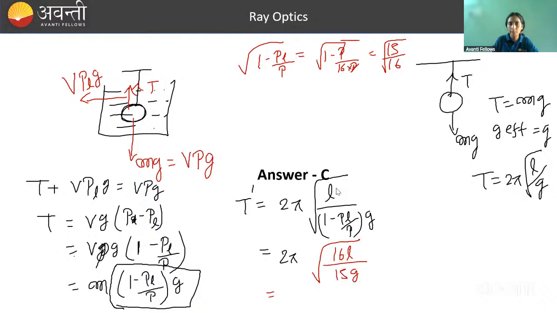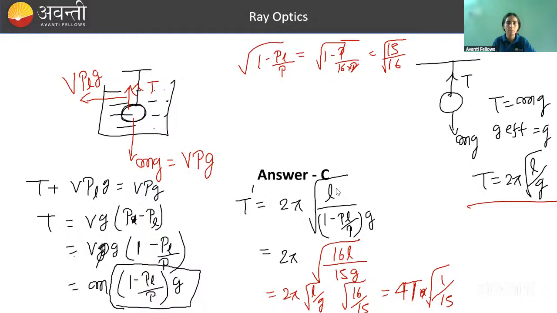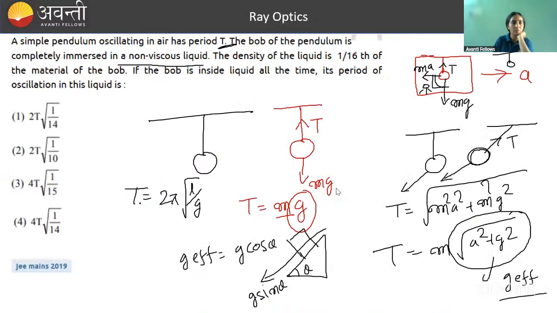अगर आप इसको अब लिखो, you will write it like this. 2 pi root under L by G into root under 16/15. So 2 pi root under L by G is equal to how much? That is equal to T, already given. And this is equal to root under 16 will become 4. 4T into 1/15 root under. ठीक है? So what should be the correct answer? 4T root under 1/15. That should be third one. ठीक है? So this is how we calculate G effective and this is how we calculate time period for pendulum cases.